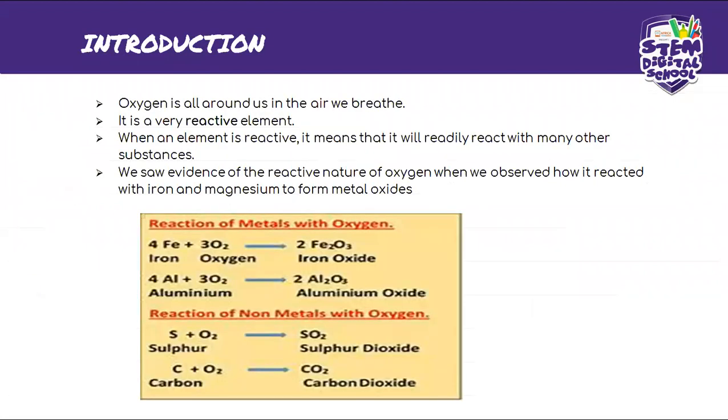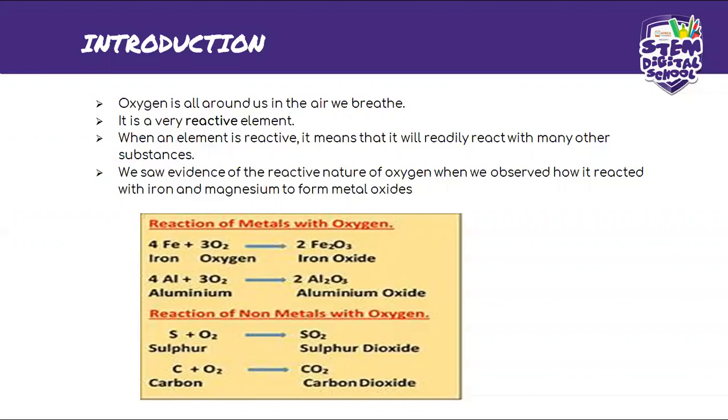Now, oxygen is all around us in the air we breathe. It is a very reactive element. And when an element is reactive, it means that it will readily react with many other substances. We saw evidence of the reactive nature of oxygen when we observed how it reacted with iron and magnesium to form what? Metal oxides.